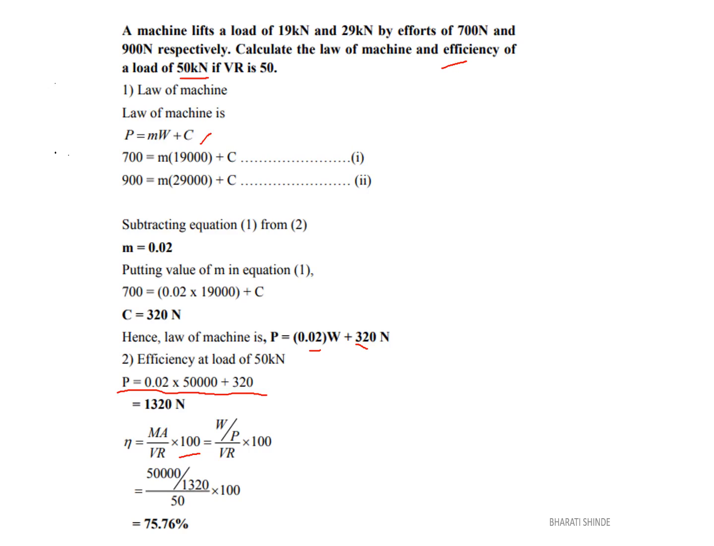So 50 kilonewton divided by P 1320 divided by VR, that is VR is also given as 50, multiplied by 100. So after solving on calculator, we will get efficiency as 75.76%. Thank you.